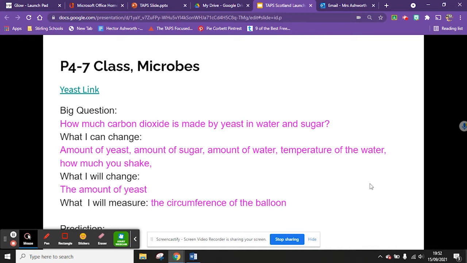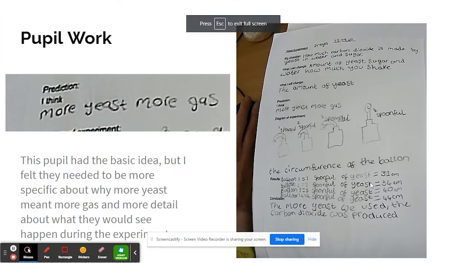We worked this out as a class. We asked a big question, we thought about the kinds of things we could change, we chose the one that we would change to make our test fair, and we talked about how we would measure. Then the class were sent to write the prediction on their own.